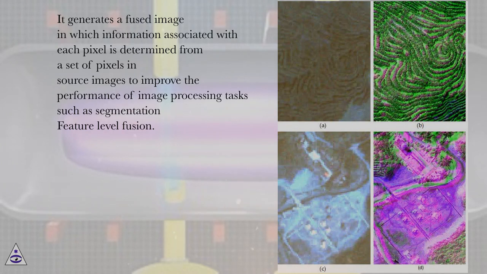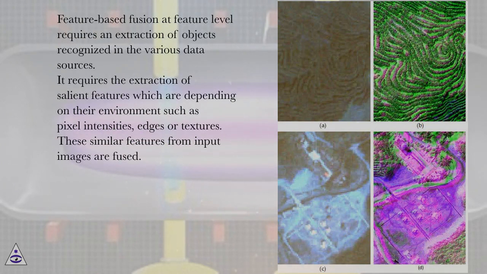Feature level fusion. Feature-based fusion at feature level requires an extraction of objects recognized in the various data sources. It requires the extraction of salient features which depend on their environment, such as pixel intensities, edges or textures. These similar features from input images are fused.